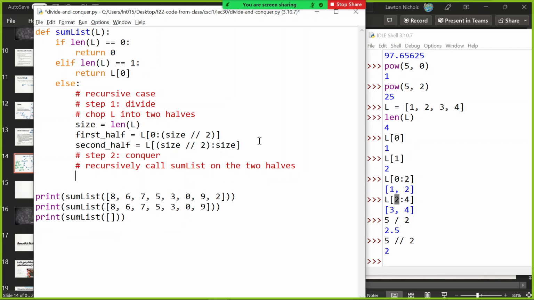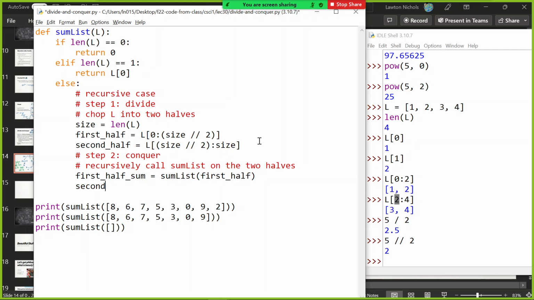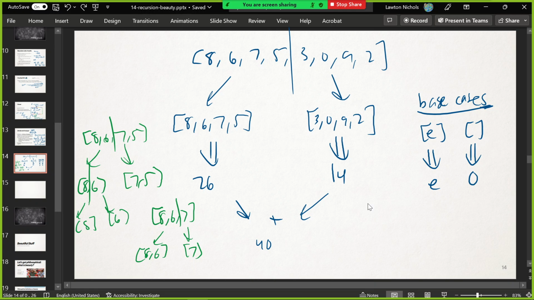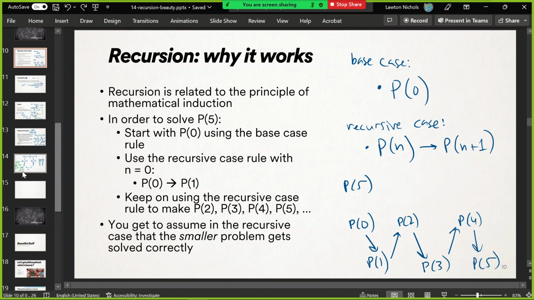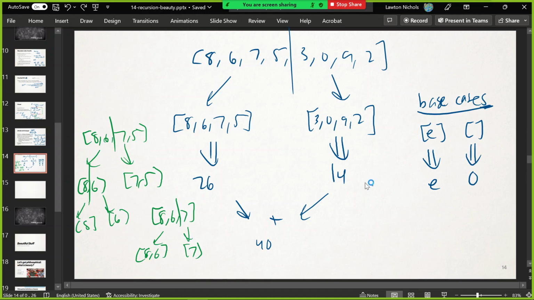All right, so first half sum is equal to sum list on the first half. And then second half sum is equal to sum list on the second half. We get to just assume. We don't have to think about anything. We just assume that these are going to give us the correct sums on the first and second half, right? That's what this logic can lead you into doing. It totally works. And so we can assume we ended up with 26 and 14.